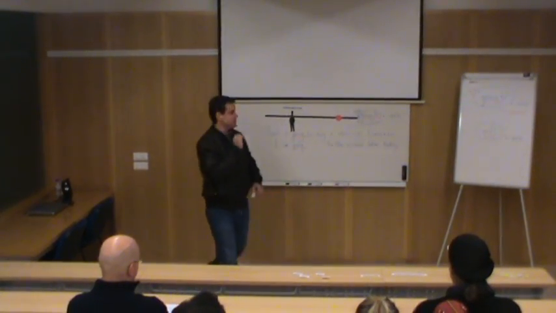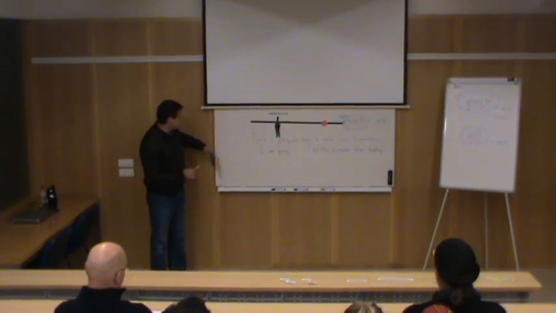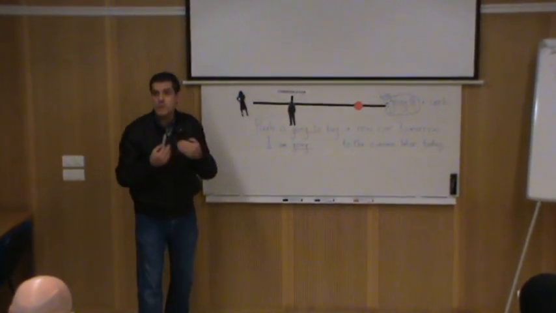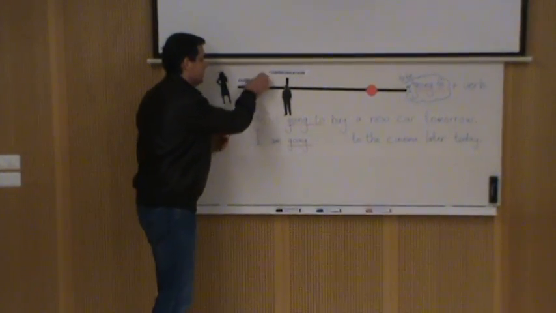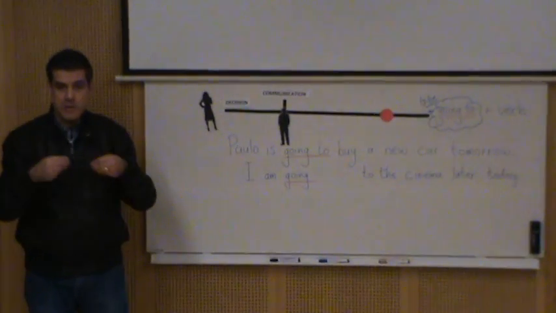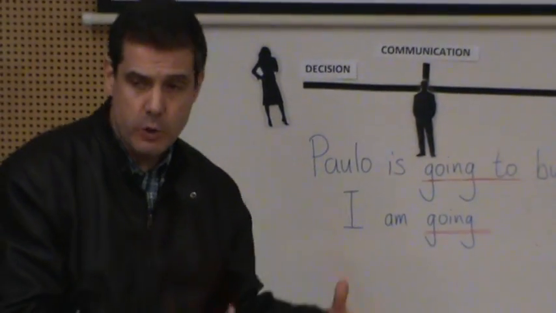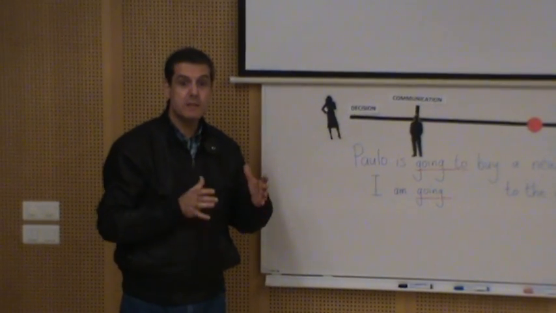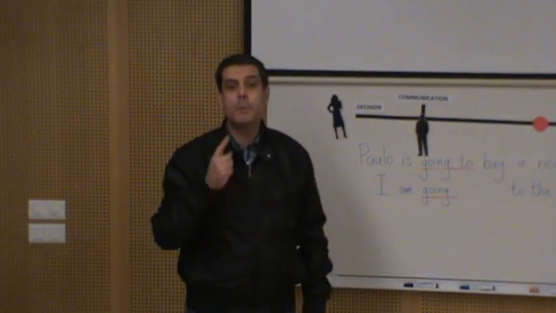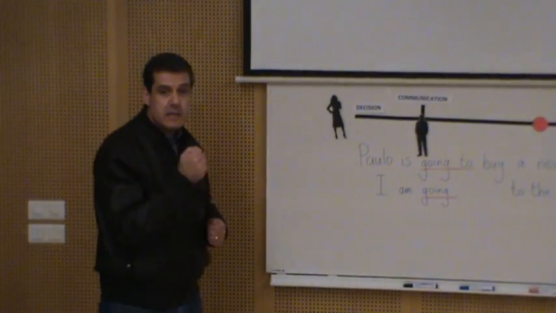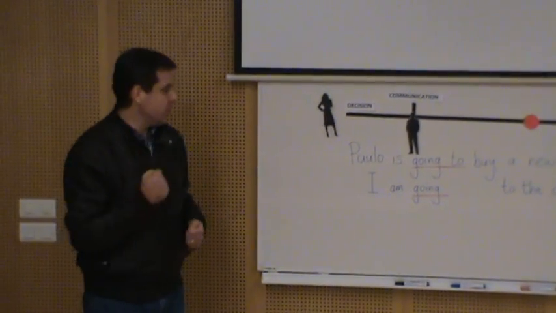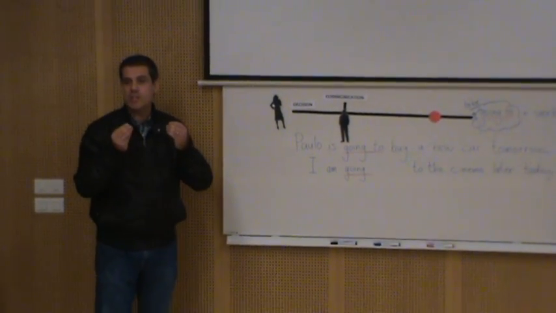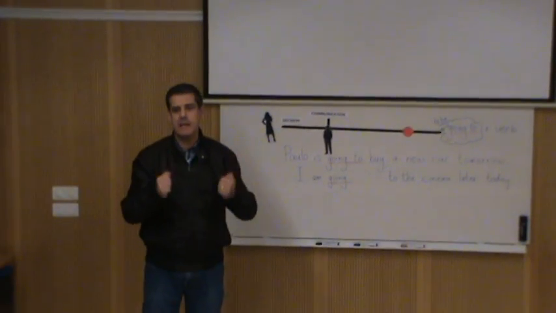Now, in this situation, of course, remember Joanna, his partner? She's also part of this decision to buy the car. Joanna and Paulo, before communicating to us now, have taken the decision. So when Paulo arrives now and communicates to us with the written or the spoken word, Paulo is simply telling us about a decision that he has already taken. So there is a strong probability that in actual fact he is going to buy this new car tomorrow. There is a strong probability that he is going to the cinema later today, and in this case with Joanna.